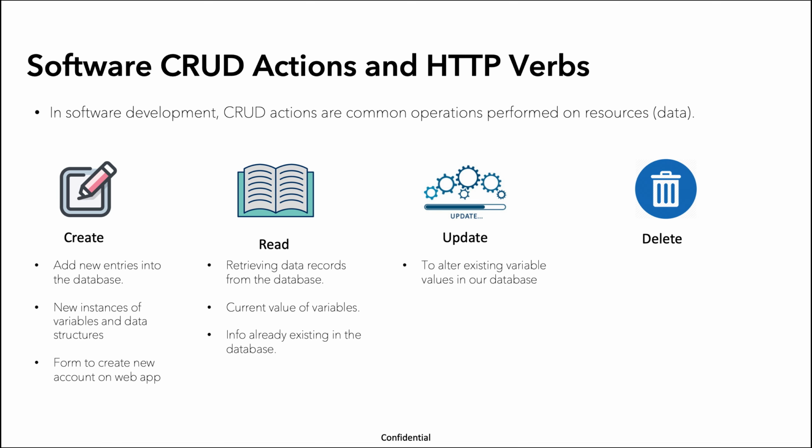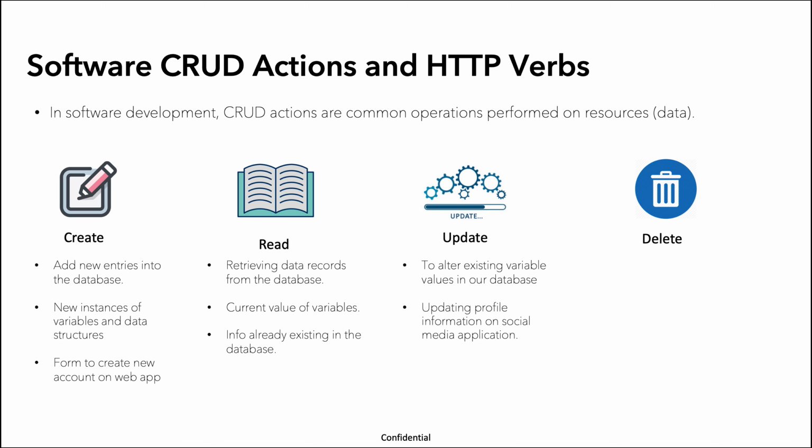Then we have the update action. The update verb is used when we want to alter existing variable values in our database. It allows the client to change or update the value of a variable that exists on the server side. For example, in a social media application, a user might update profile information such as their bio or profile picture.